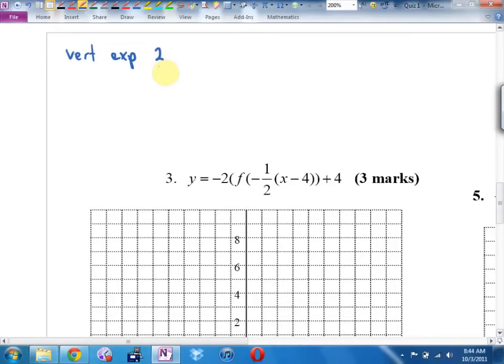I see a one half, vertical or horizontal? Well, it's after the f, it's in front of the x, it's inside the function. This is horizontal. Expansion by two or compression by a half? It's next to the x, it hasn't been moved, so it is backwards. Compression by a half.